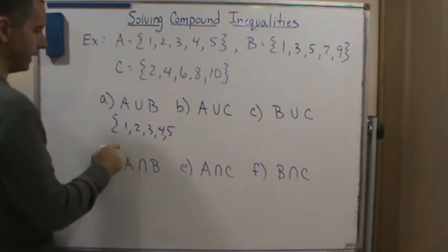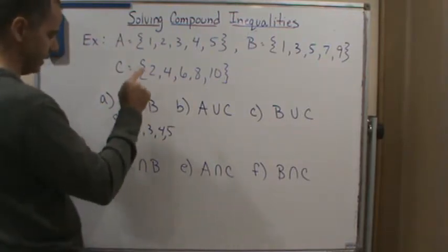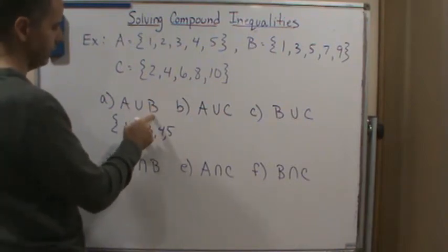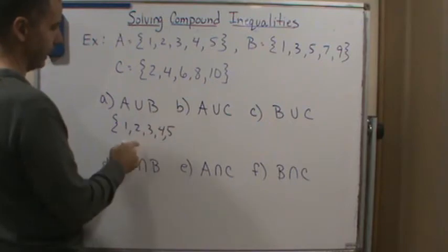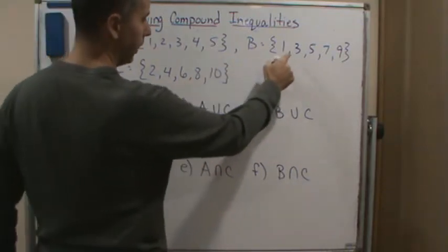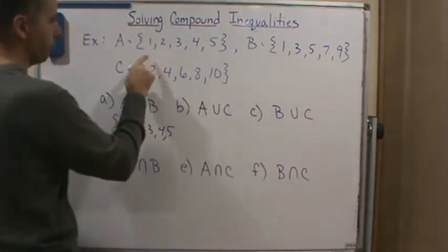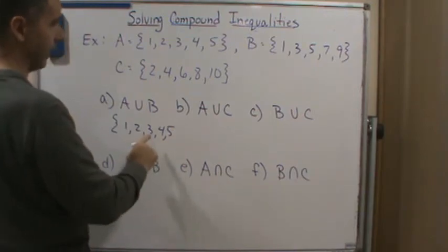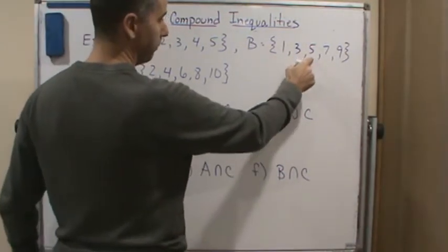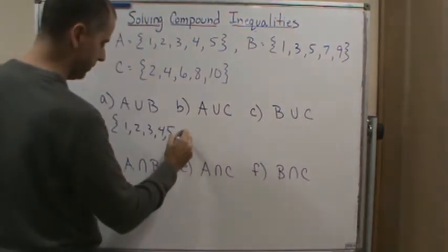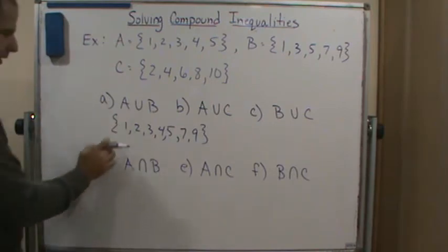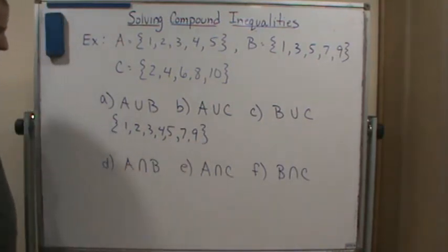Now what we want to do is include anything that's in B that is not already in A. Okay, so B includes 1, 3, 5, 7, and 9. Well, we've already got 1, 3, and 5 in there, so we don't need to write those again. We don't have 7 and 9, so let's add those. And so A union B is represented by this set. And that's it. We're done.